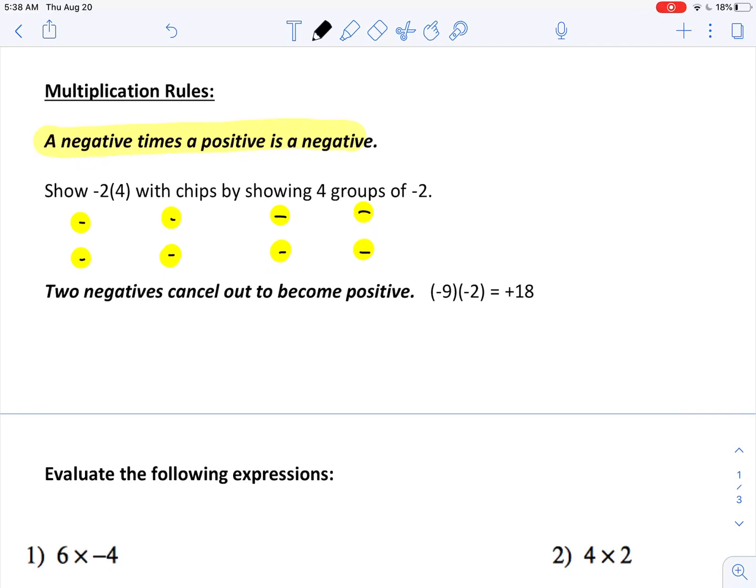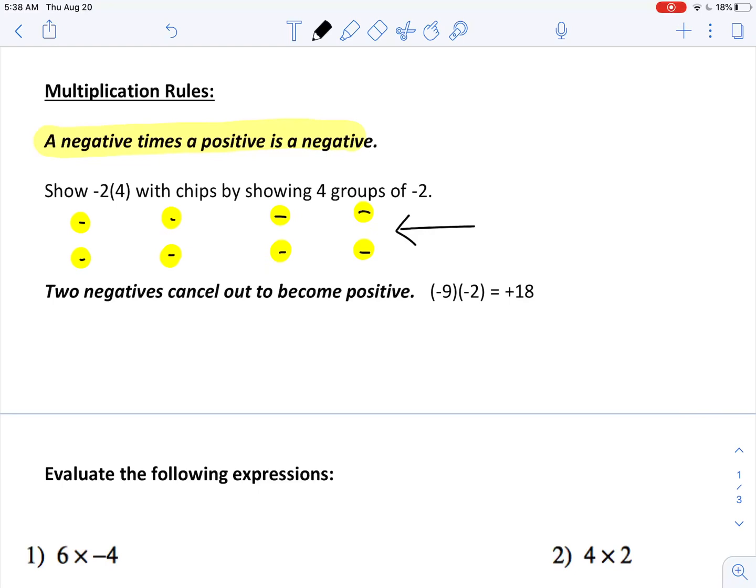Well, if -2 times 4, so 4 groups of -2, if I'm just giving more groups of -2, well then of course I'm going to end up with a negative number, because I haven't introduced any positives. I'm just showing a bunch of different groups of -2. I keep adding -2 more and more times. So that's why I wanted to use counting chips at the start of today, to show this rule specifically.